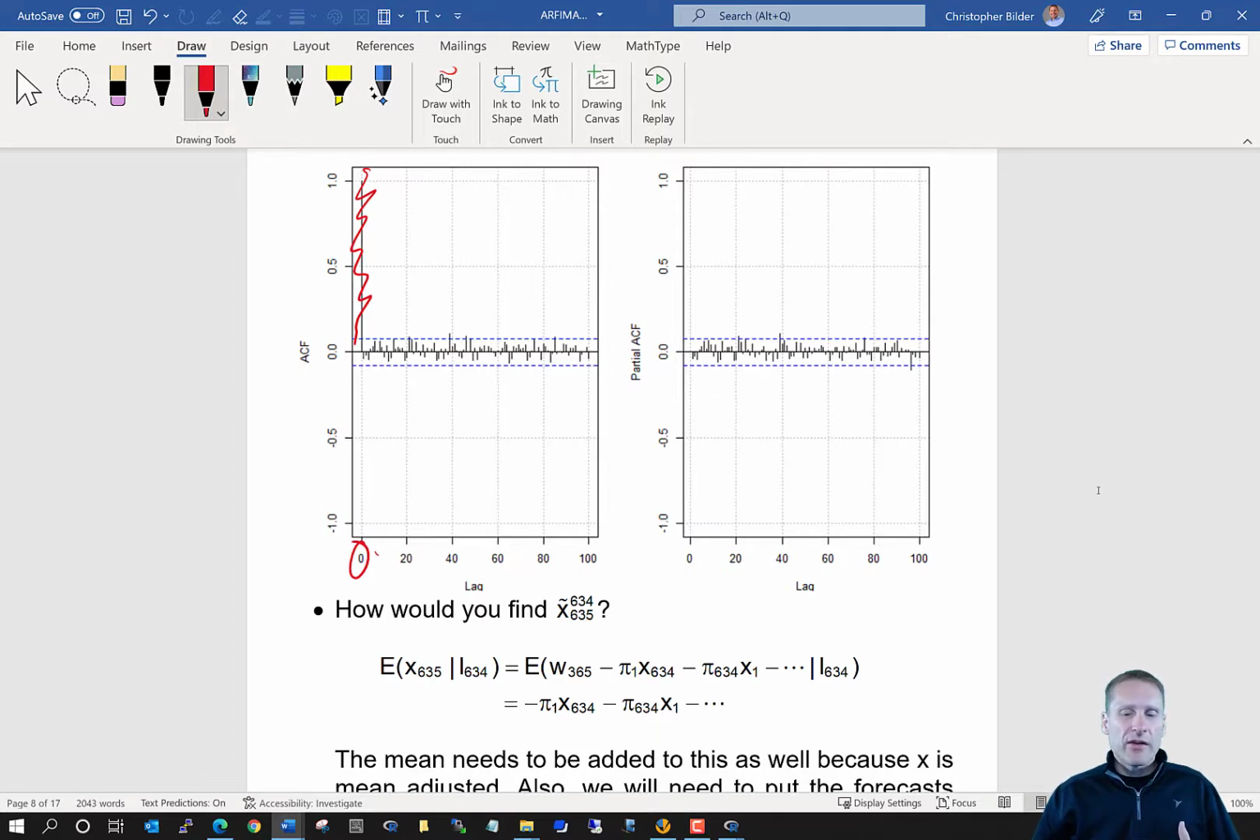There are some values that are marginally significant, but then again, look at this. We go out to lag 100, so you would expect some that might be just a little bit outside there. That's not necessarily alarming. So from this, it looks like this very simple model seems to be appropriate for the data.